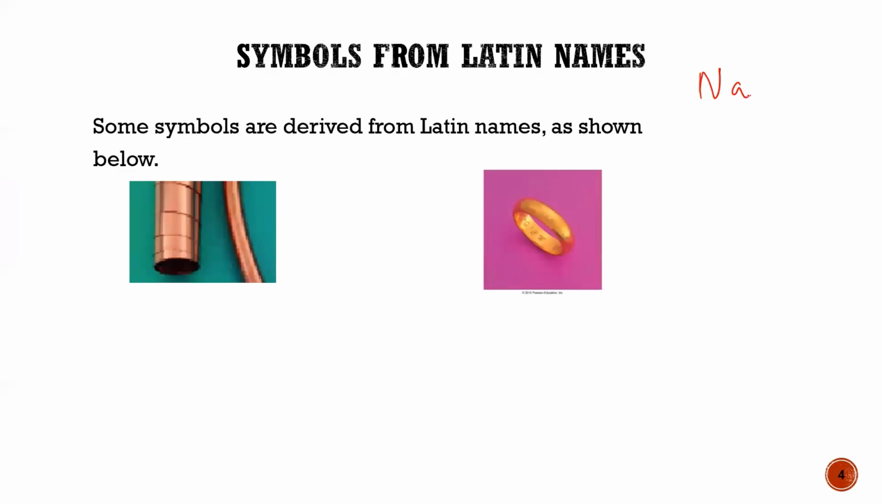I said earlier, copper, which is very common, and gold. Well, copper is Cu. It's not Co like cobalt. That was cobalt, right? So why is it Cu? Because it's derived from the Latin name. Or gold, for aurum.